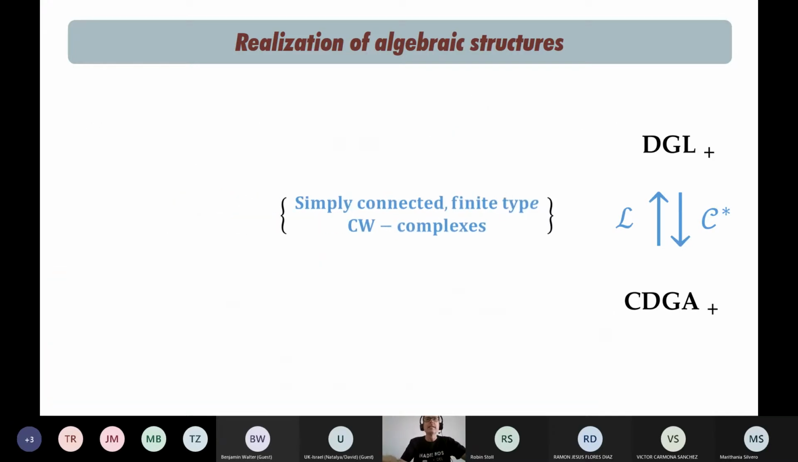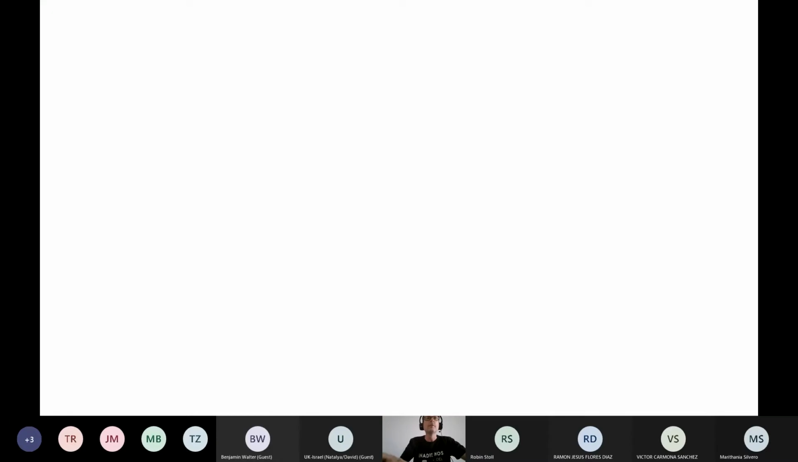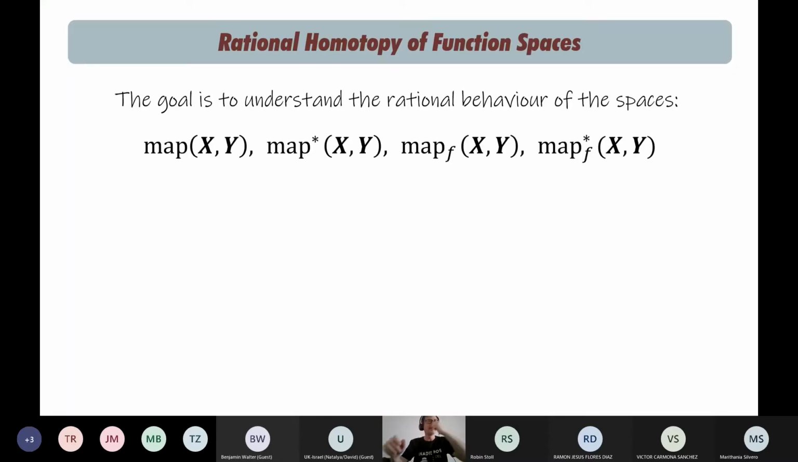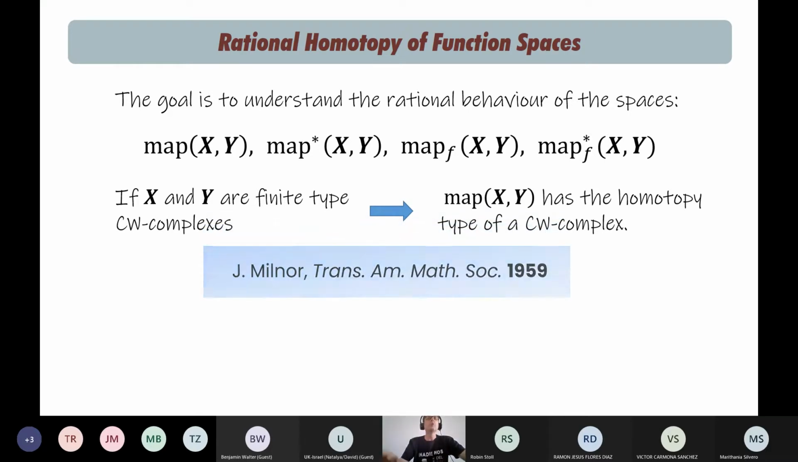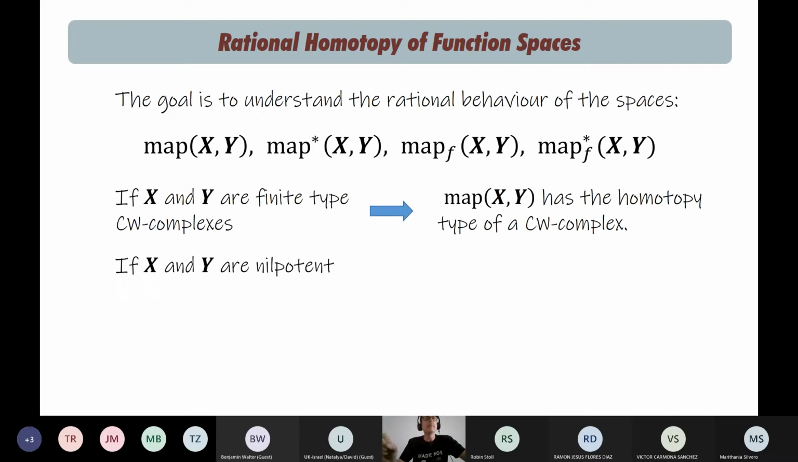terms of models. This is the study of function spaces. These results were in my thesis, I think it was 15 years ago. The goal of this study is to understand the rational homotopy behavior of mapping spaces, free and pointed, and the components. But we need some conditions on the source and the target, because first we need that X and Y are finite type CW complexes in order to have a mapping space which has the homotopy type of a CW complex. Also, this is a result of Milnor, we require that X and Y are nilpotent.